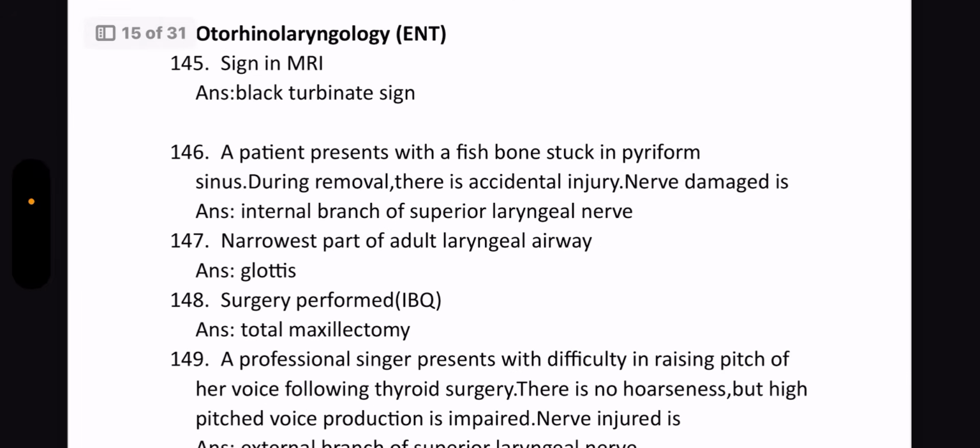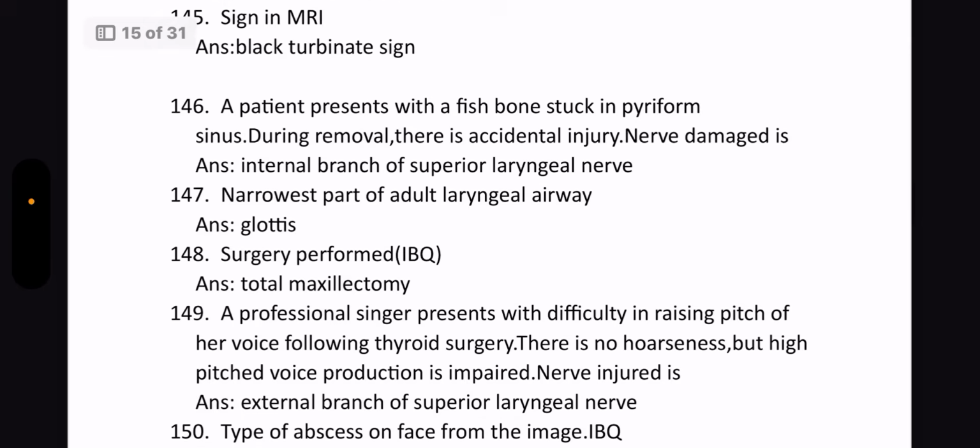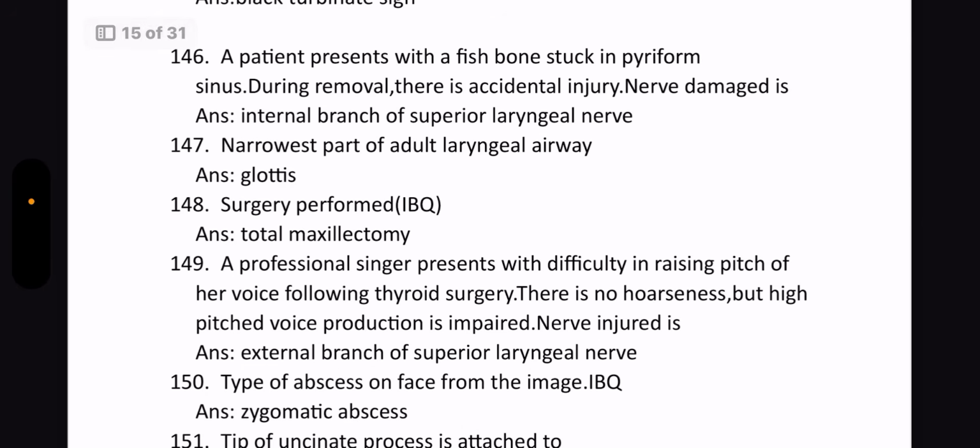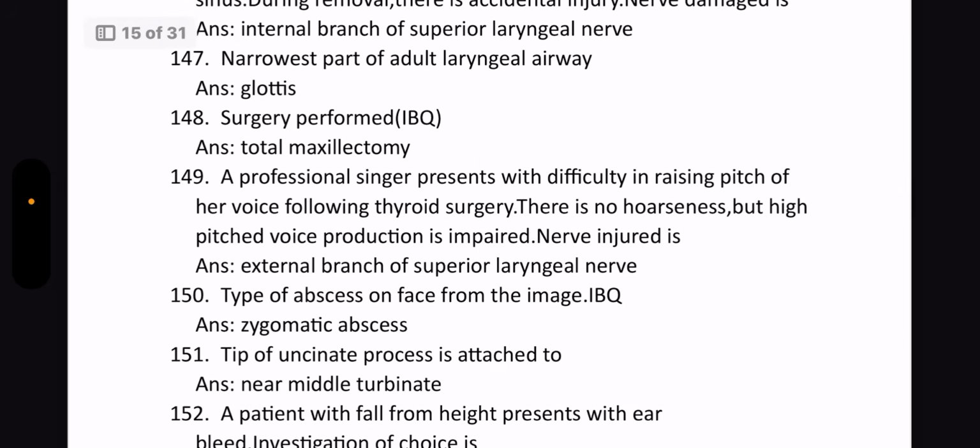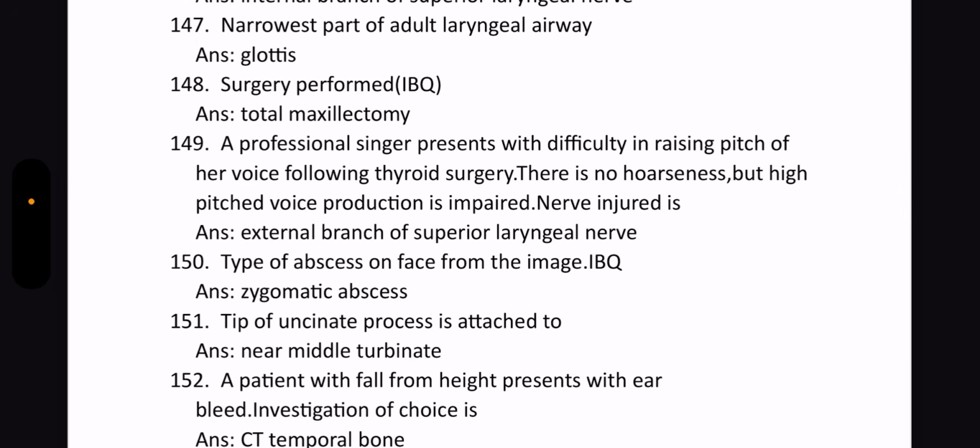Next, ENT question, sign in MRI, image-based question, black turbinate sign. Next, patient presents with fishbone stuck in the pyriform sinus. During removal, there is accidental injury. Nerve affected is internal branch of superior laryngeal nerve. Narrowest part of adult laryngeal airways, glottis.